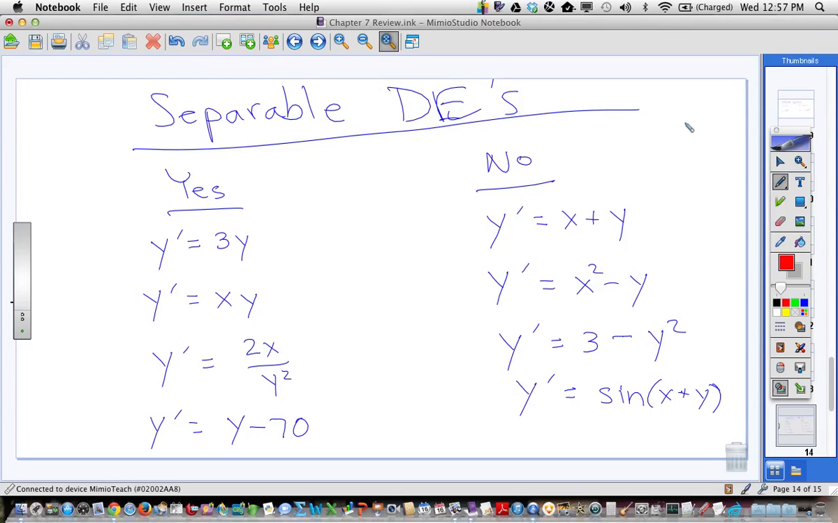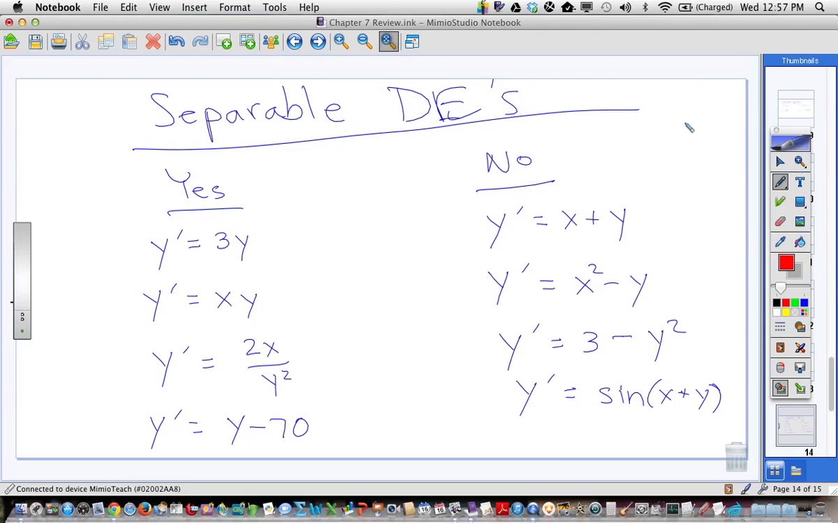Now, what do you notice is the difference in the two sides? What's one thing? You notice you've got multiplication and division over on the left side, except for that last one. But what's different about the last one compared to the other ones over there?